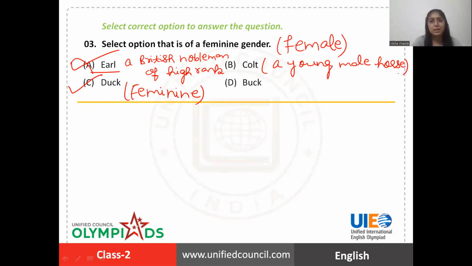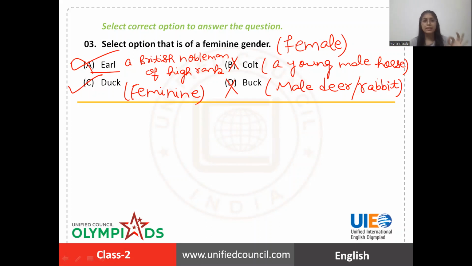Okay, so definitely it is also a male, so not the right one. Anyway, we have found the right one. But we should know the rest of the options also. Buck is also male. Buck is for male deer or male rabbit. So that's why the right answer here will be option C, duck, which is of feminine gender. The rest are all male gender, meaning the masculine one.